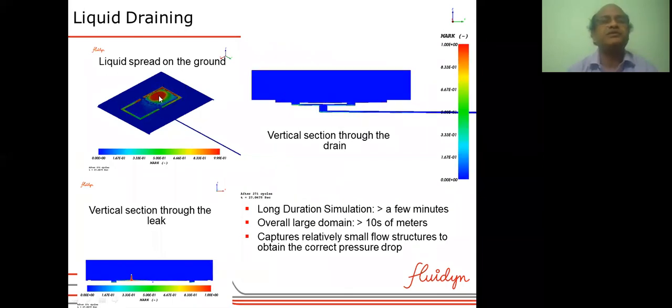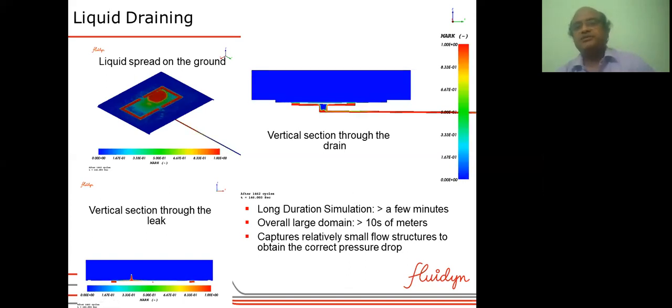Here you see the surface. This is when it leaks, the spreading of the liquid, and it falls into the drains. And here it shows a vertical cross section of the drain showing the underground conduits. You can see the liquid falling, and after some time the pipe gets filled, and then the water level here increases. The simulation duration is a few minutes, but the domain length is maybe 100 meters or so, a very large domain. But you can see that we can capture very small features even for this large domain with these kinds of methods.